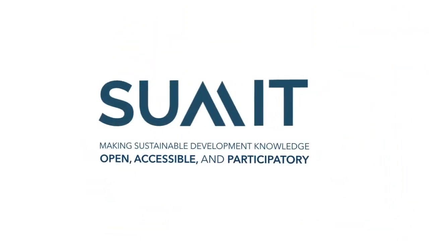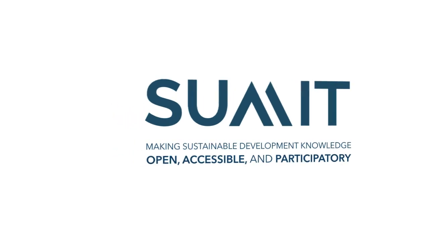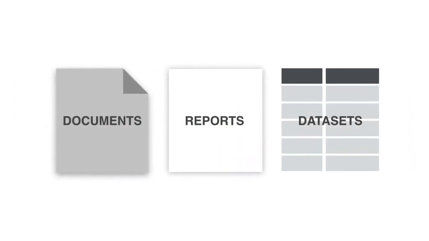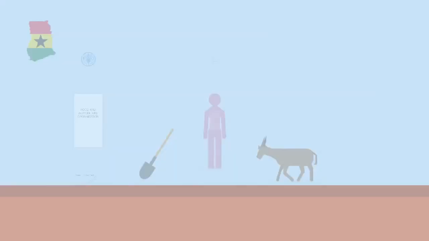Introducing SUMIT. We make it easy to find, access, and translate sustainable development knowledge so that everyone can learn from Dave's story. SUMIT uses the latest cloud technology and machine learning algorithms to gather, classify, and deliver documents, reports, and datasets all in one place so that 1. People can learn from Dave's story and many stories like his.